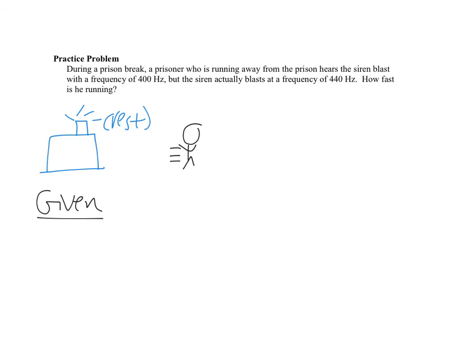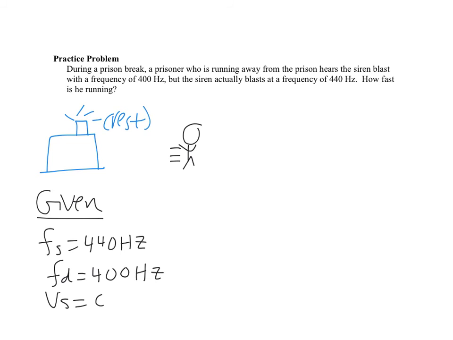So our given information, the frequency of the source is 440 hertz. The frequency he detects is 400 hertz. And the velocity of the source, it's at rest, is 0 meters per second. And we're looking for how fast is he moving.